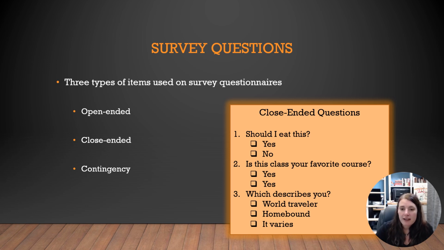In question 3, respondents are given the option of it varies to indicate that they disagree with both the word traveler and homebound descriptions. I could have also used an other category for the same exhaustiveness purpose.